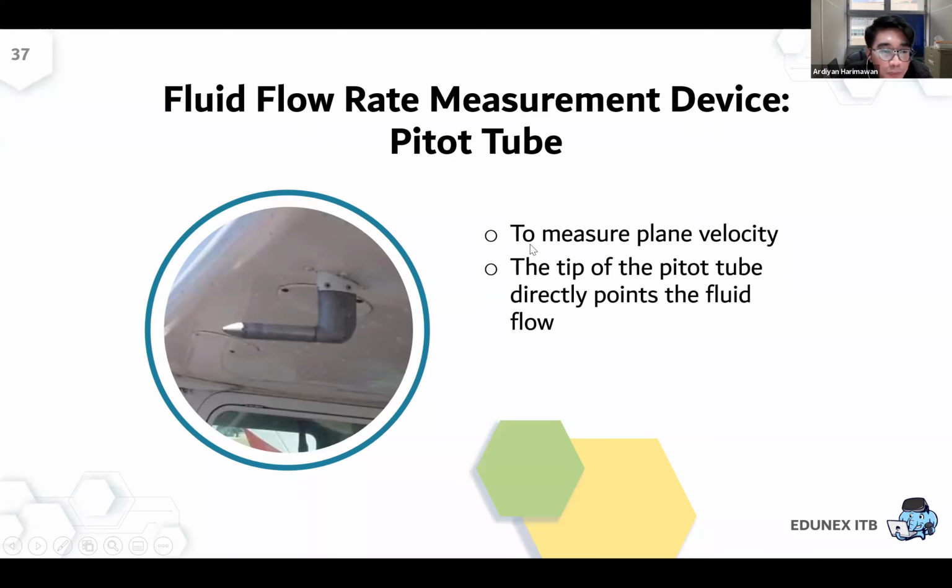Yeah, the tip basically measures the velocity of the fluid. In this case, this is the velocity of the air, but the direction of the air will be opposite to the direction of the plane. And the velocity of the air measured will be the same as the velocity of the plane.